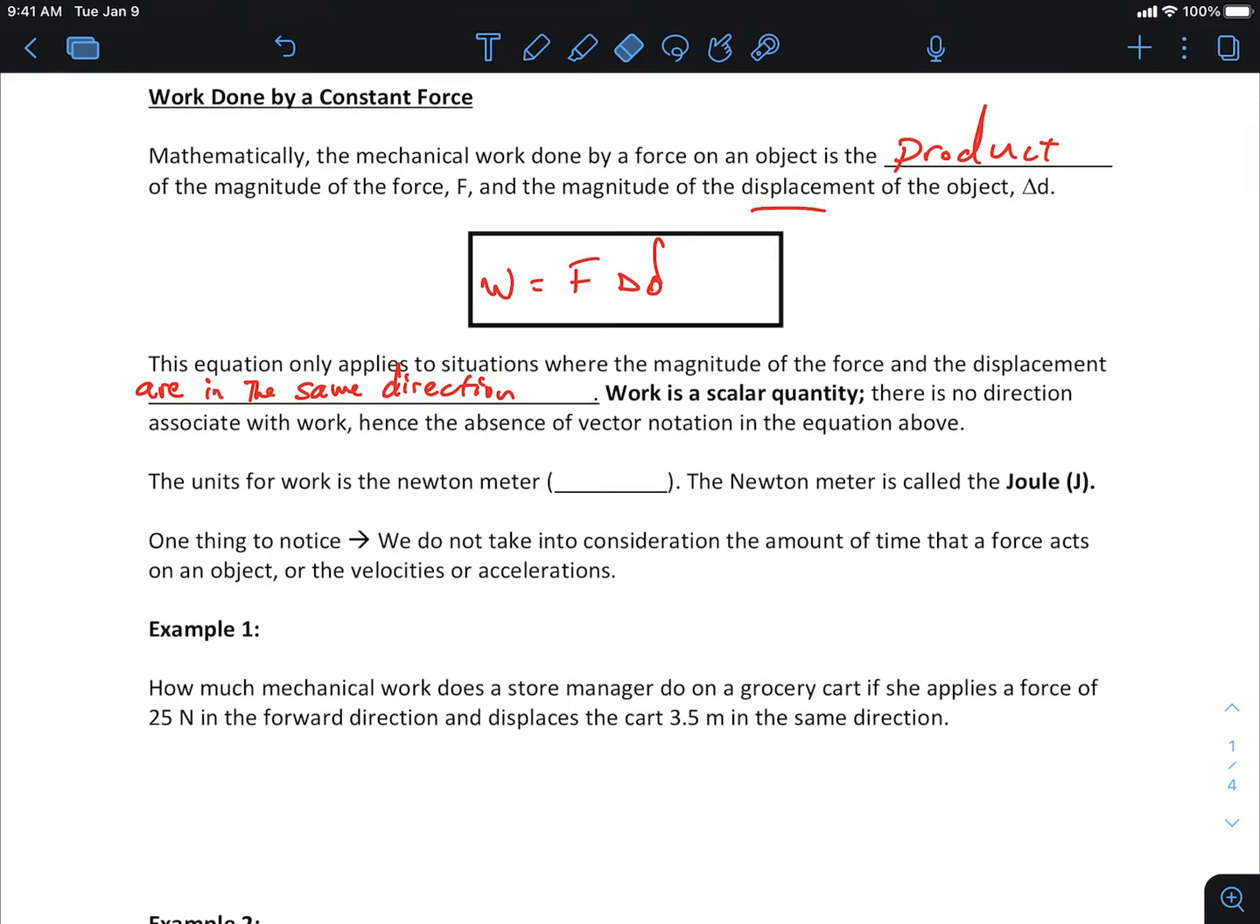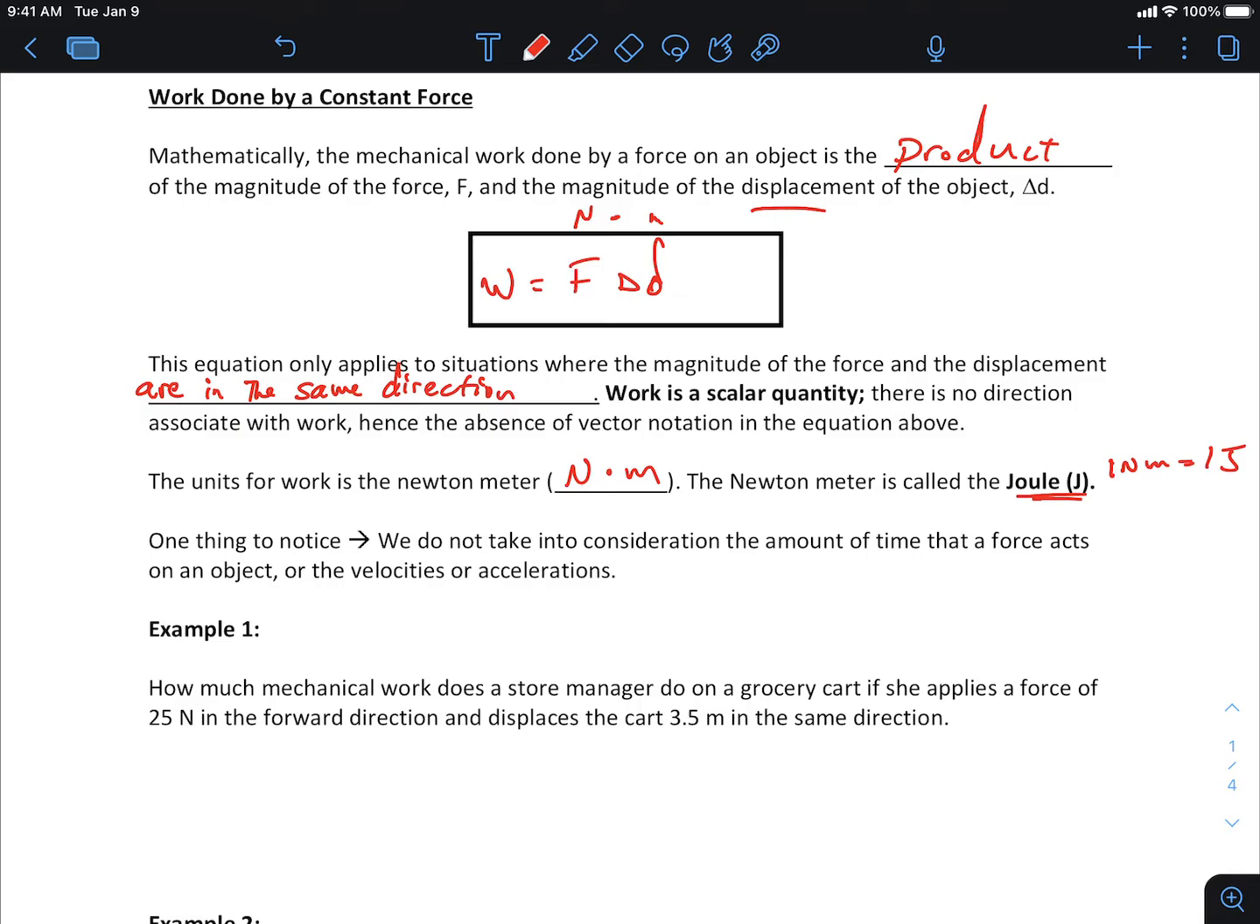The units for work is the Newton meter, so it's newtons times meters. If you look at the units, newtons multiplied by meters, the dimension says that it's Newton meters, not newtons per meter. That's different. And 1 Newton meter is equal to 1 joule of energy.